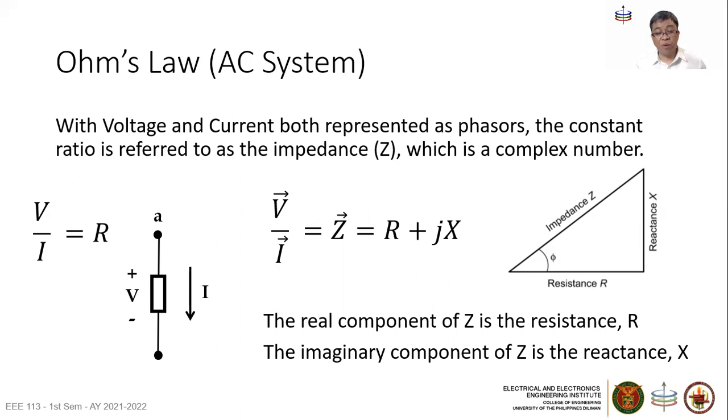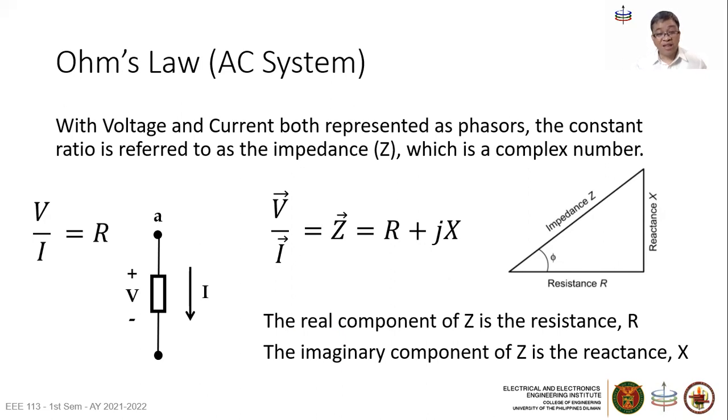R is the real component, which is exactly the same as your resistance in your DC systems. X is called a reactance. It's a new parameter that we introduced this time. And we'll have another slide for that in a little while. So basically what we're saying here is that we now have Z as an impedance, which is now an expanded representation of the resistance that you've learned in your DC circuit.